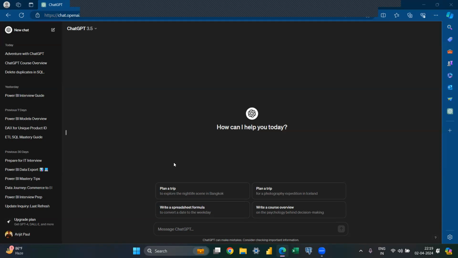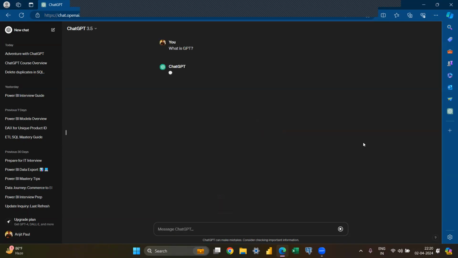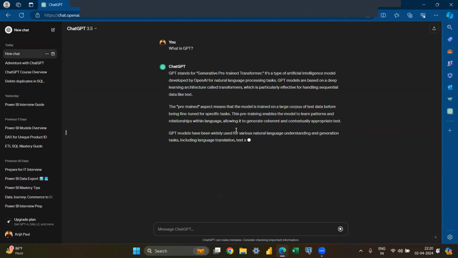Before everything, I'd like to mention what ChatGPT is. In order to explain that, let me take the help of the tool itself. If I just type what is ChatGPT and prompt it here, we get the basics of the entire answer in a short form, where GPT stands for Generative Pre-trained Transformer. It is a type of intelligence model developed by OpenAI for natural language processing tasks. It was rolled out to the public in 2022, and since then, ChatGPT has been one of the fastest growing tools in the world of AI.